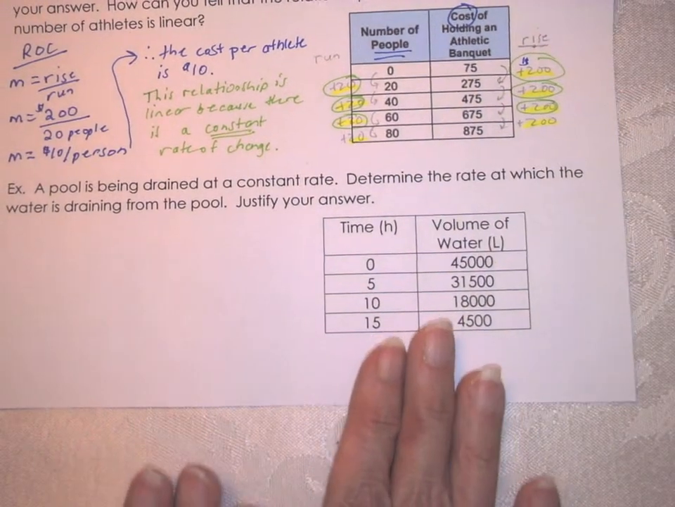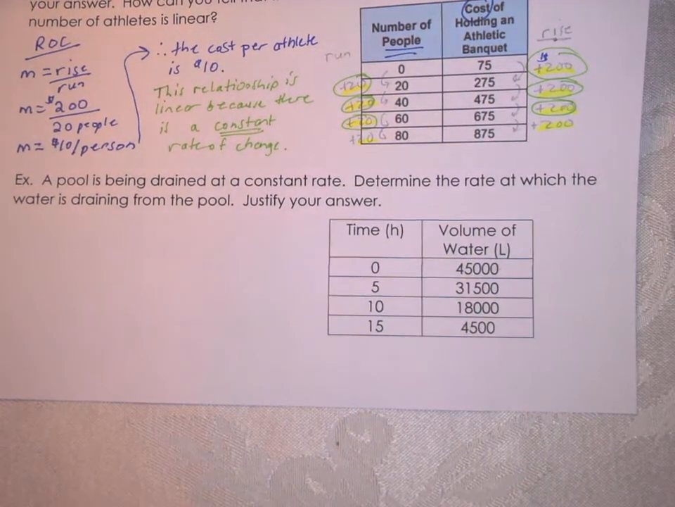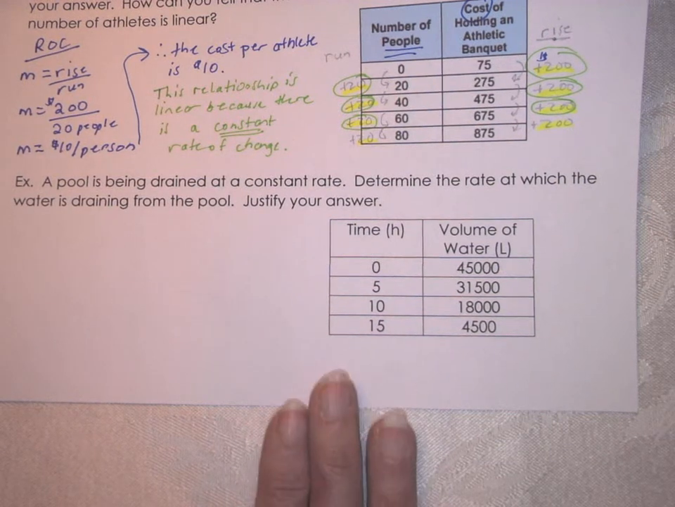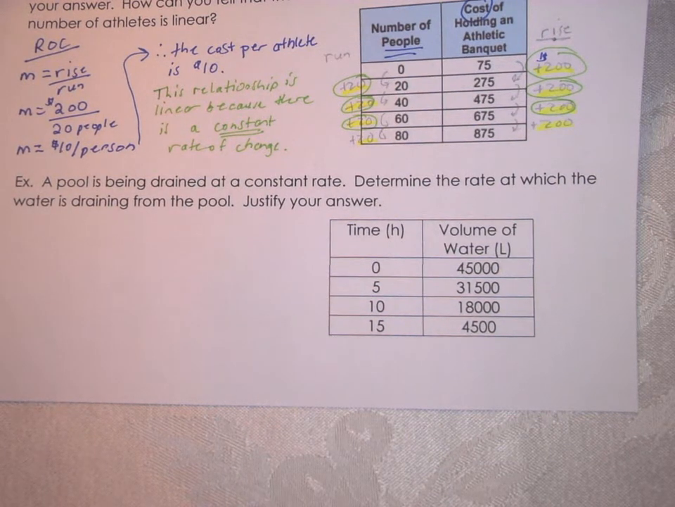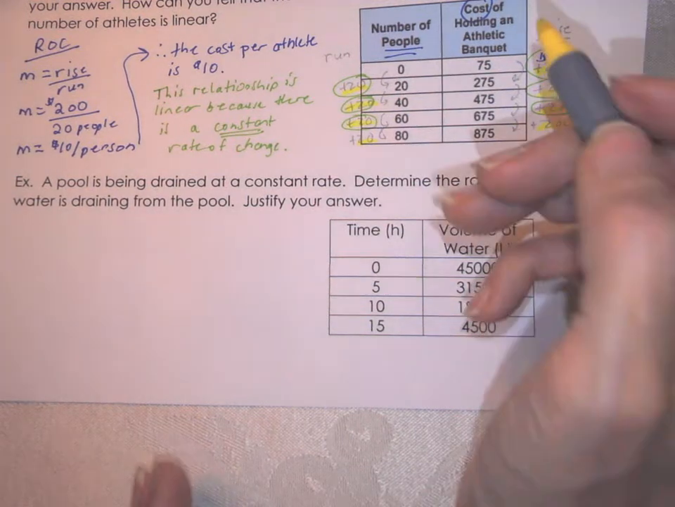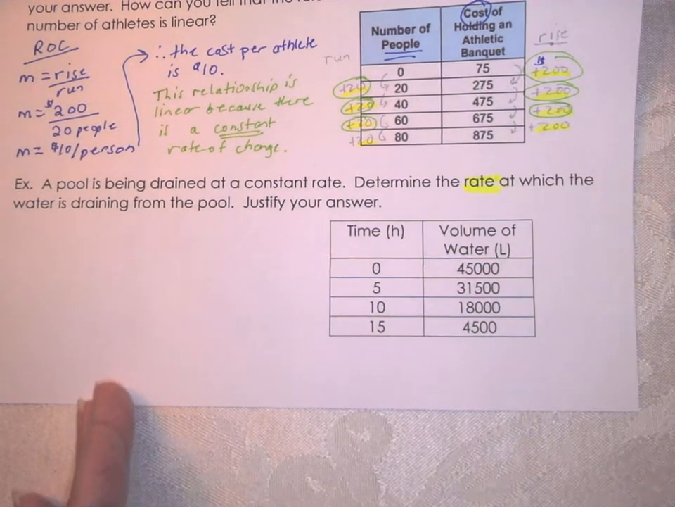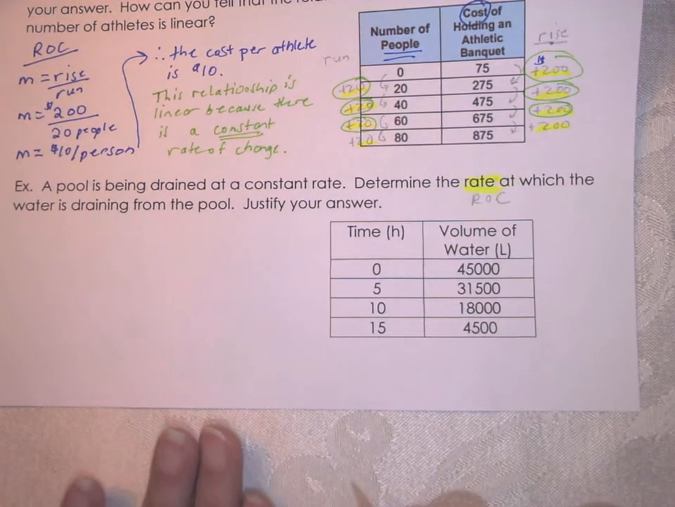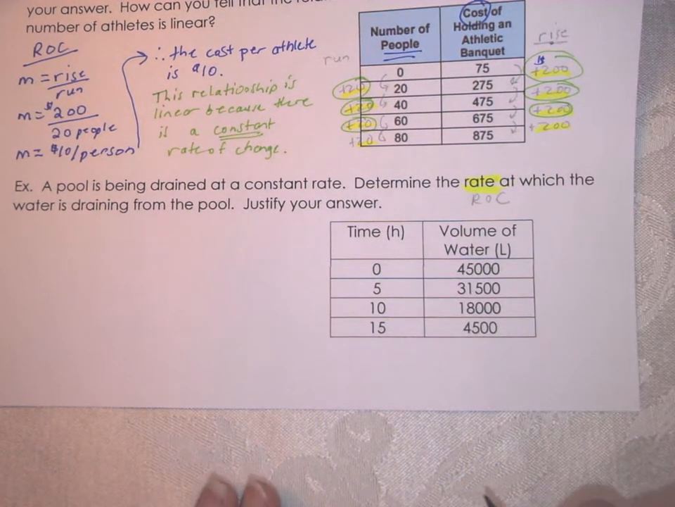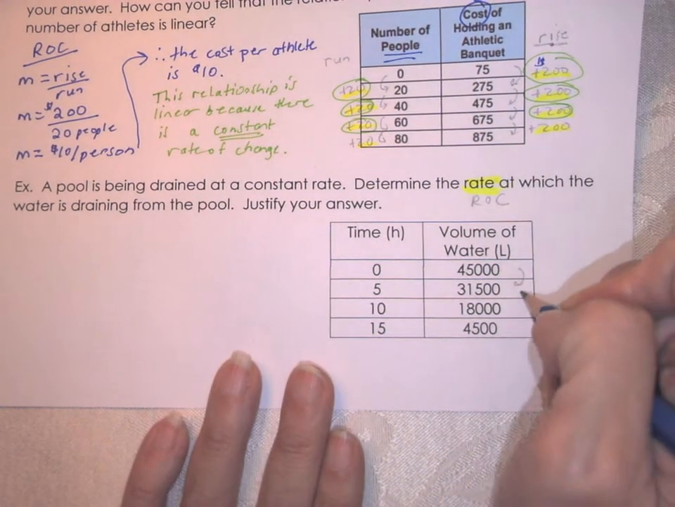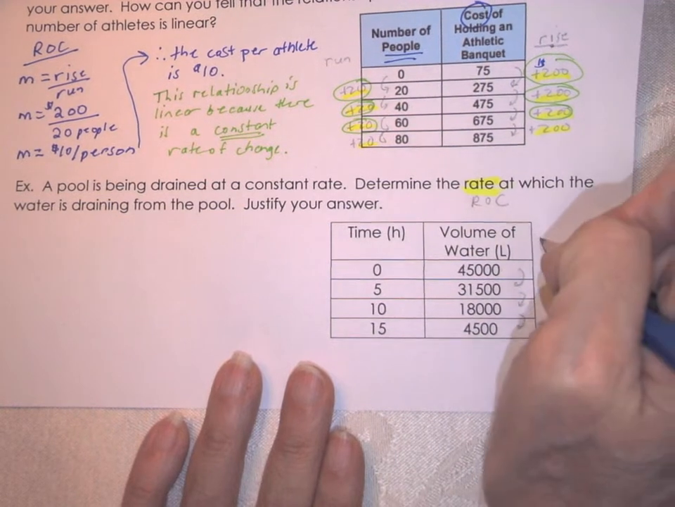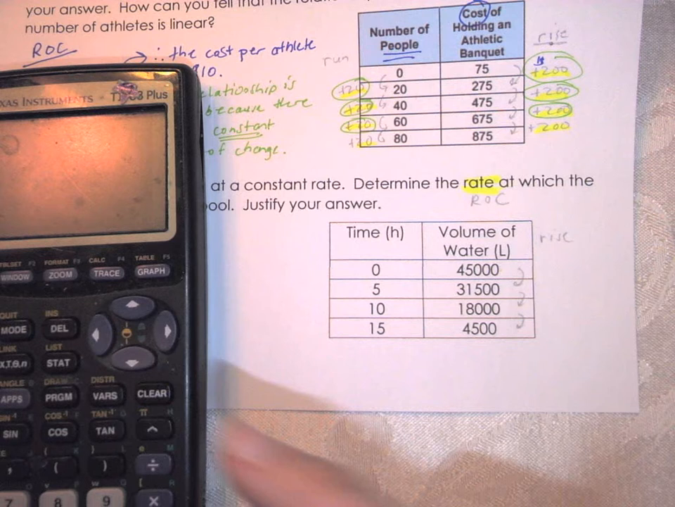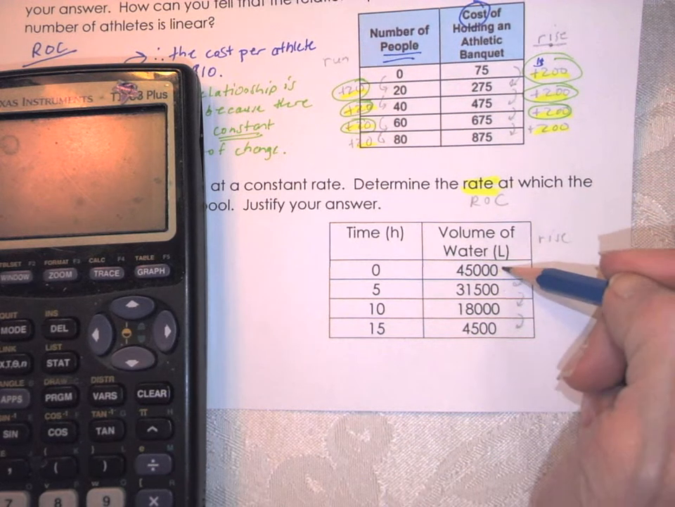All right, and our last example, a pool is being drained at a constant rate. Determine the rate at which the water is draining from the pool. So here we are asked for a rate. It doesn't say rate of change, but it does say rate. So hopefully you're thinking rate of change. Justify your answer. So we've got our table, so we want to find our rise.